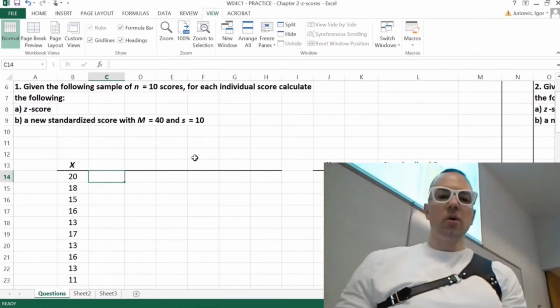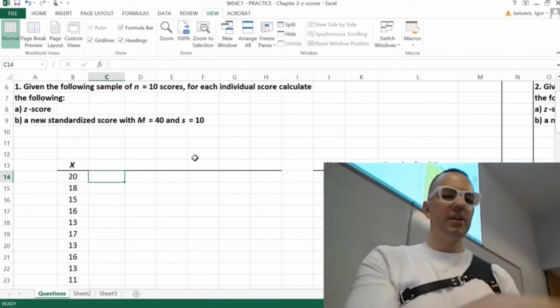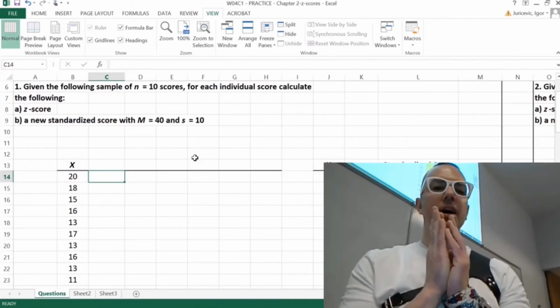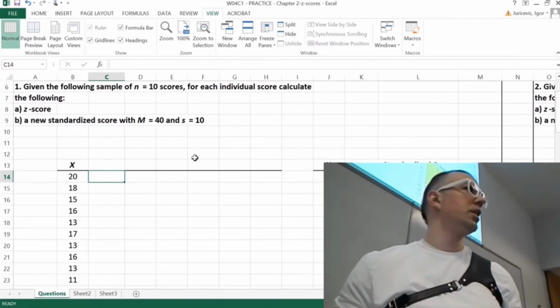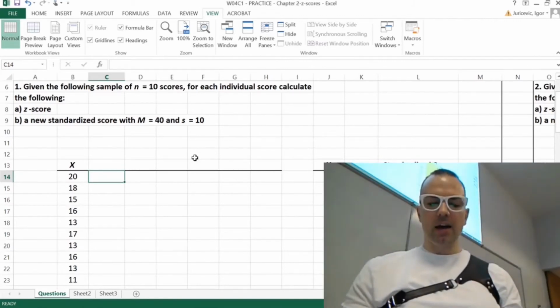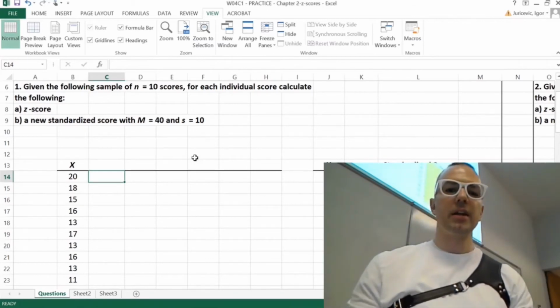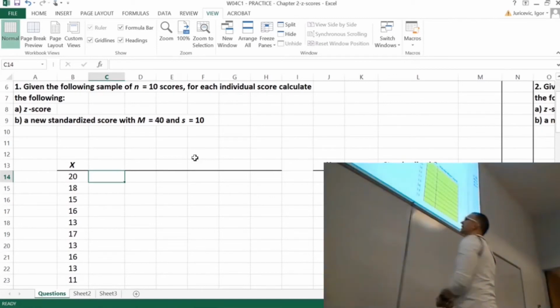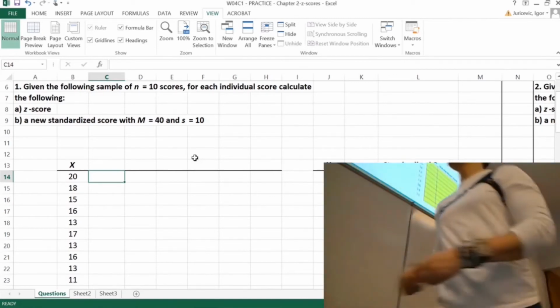All right, so while everybody's getting their Excel sheets open, I'm going to show you the first thing that you do not want to do, and then we're going to see how to work around it. So what we need for a z-score, we're calculating z-scores here. So we have our raw scores.